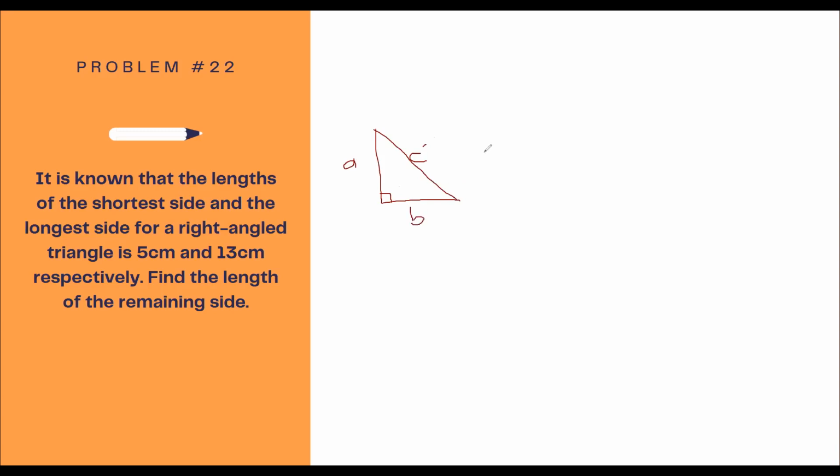So using the Pythagorean theorem, we can have C squared is equal to A squared plus B squared. Okay. This will be the general form of the Pythagorean theorem. So for this one, since we are given the shortest side and the longest side, we can use the Pythagorean theorem directly. Okay.